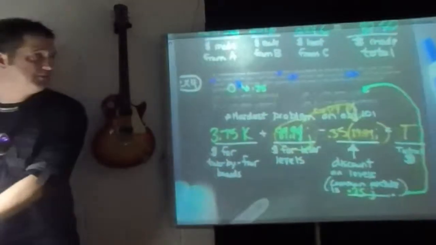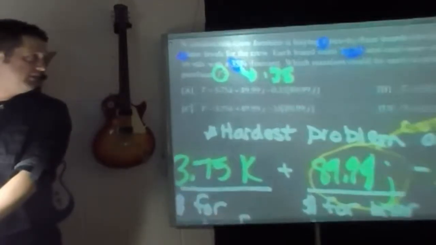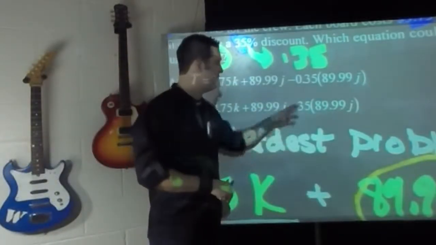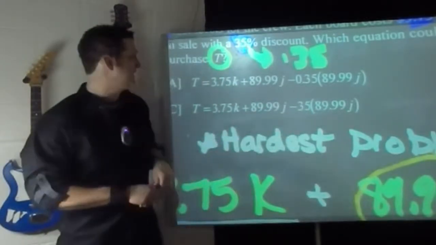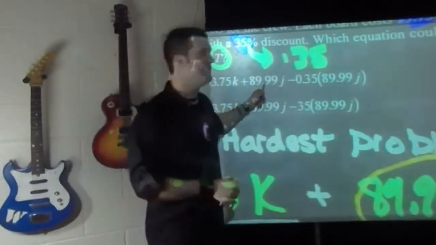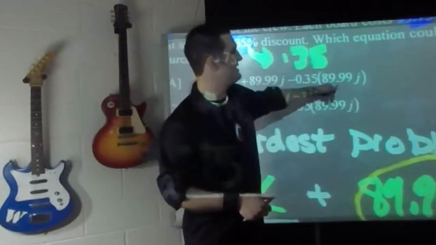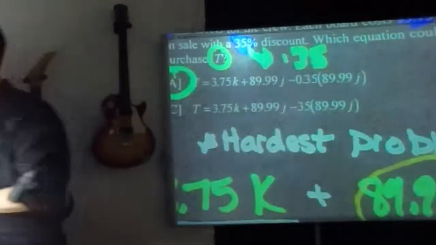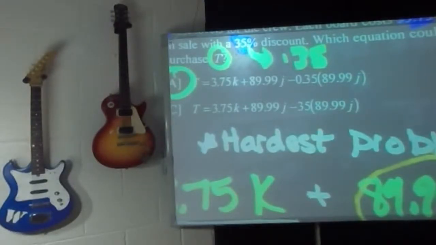What's wrong with C? Let me zoom in here and you tell me what's wrong with C. It's 0.35. Yeah. You gotta be careful. They didn't convert 35 to a percent, so what's the actual answer? A. Cost of the boards, cost of the laser levels, minus 35% of the cost of the laser levels. There is A. All right, pretty good job today.